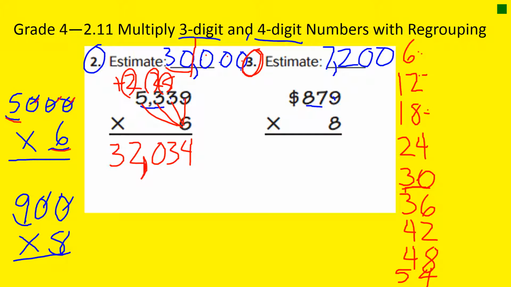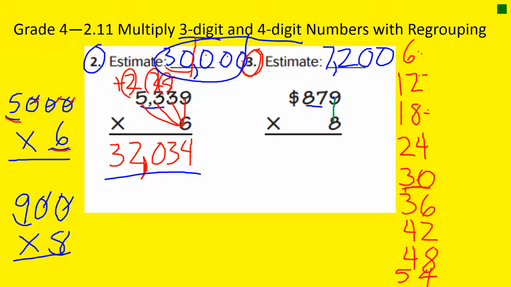Oh, did we look at our estimate over here? 30,000 and 32,000. Yes, that was a reasonable estimate and a reasonable answer. Okay, so let's see. 879 times 8, okay? So step by step, here we go. Starting with the ones always, 8 times 9.